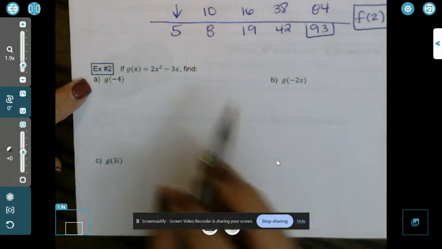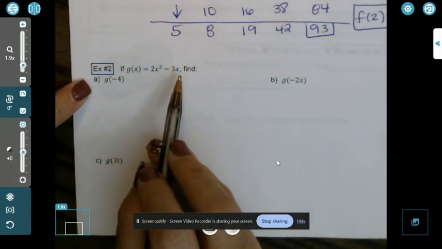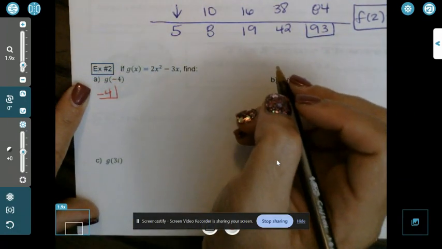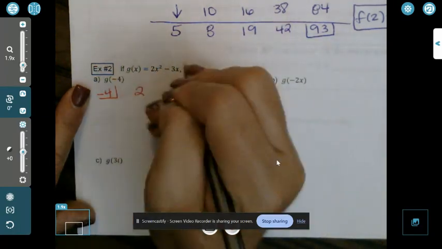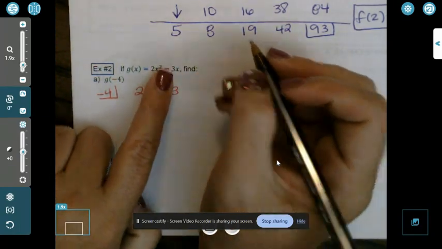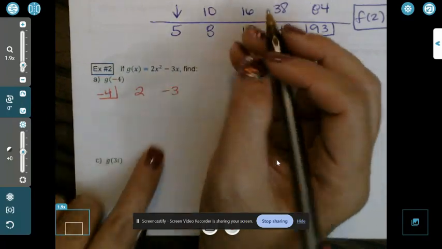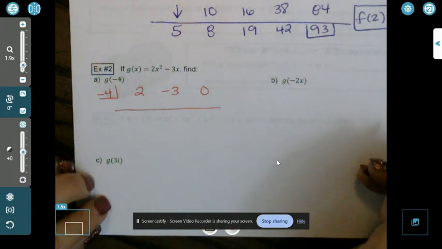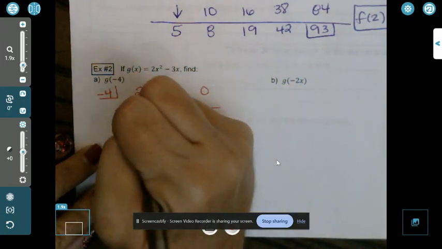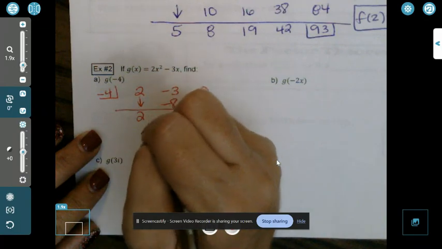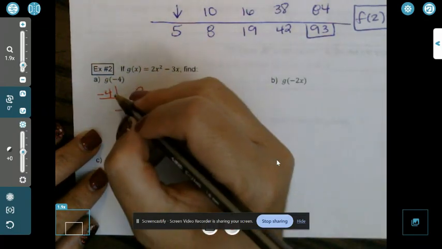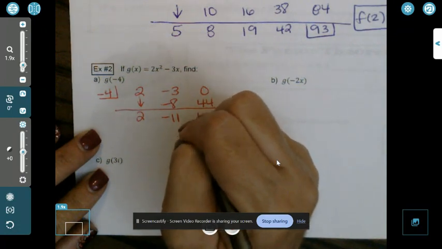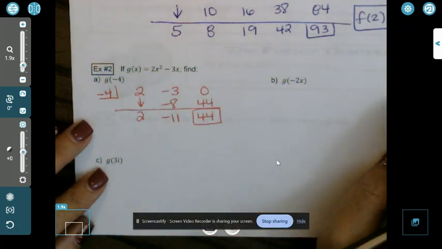We're doing g of -4. Here's our g function right here in the instructions. So -4 is going to go in my box, and then my coefficients. I have 2 as my squared term, -3 as my x to the first term, and then I don't have a constant, so I have to put a 0 as that placeholder. Okay, first one drops down. -4 times 2 is -8. That gives me -11. And then -4 times -11 is positive 44, which gives me an answer of 44. So that's all I'm looking for.